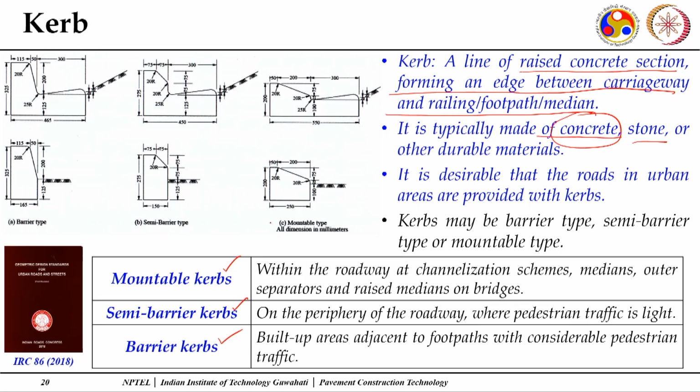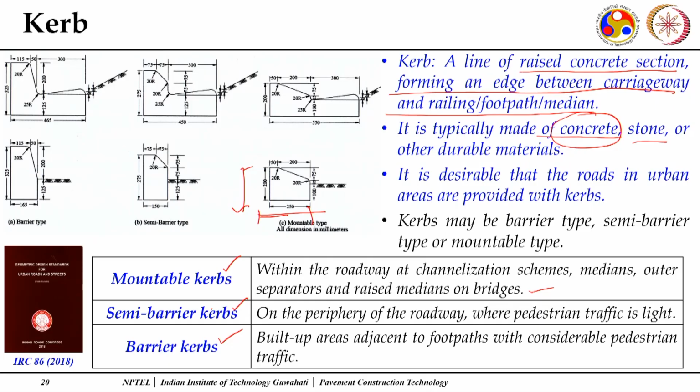Now you can see this is a mountable curb. Here the height is 200 mm and the width is 250 mm, and again there is a slanting edge. Within the roadway at channelization schemes, medians, outer separators and raised medians on bridges, in some cases a vehicle that goes out of control, or in an emergency, can move over the curb. So these are mountable curbs.